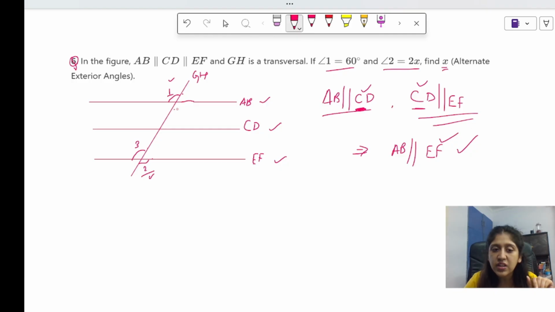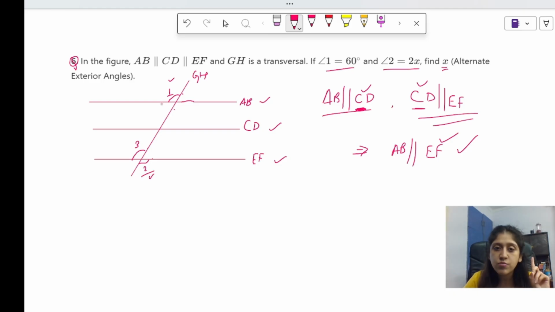ठीक है, parallel line के अंदर की तरफ नहीं है, बाहर की तरफ है. That's why exterior, and alternate because these are on the alternate side. ठीक है, same side पे होता, it would have been consecutive. Because it's on alternate side, it's alternate. Alright, and because these are on the exterior side, exterior of the parallel line, so angle 1 and angle 3 would have been consecutive exterior. Am I clear?